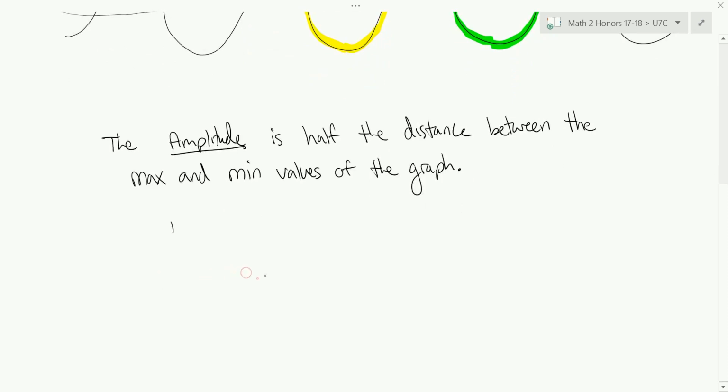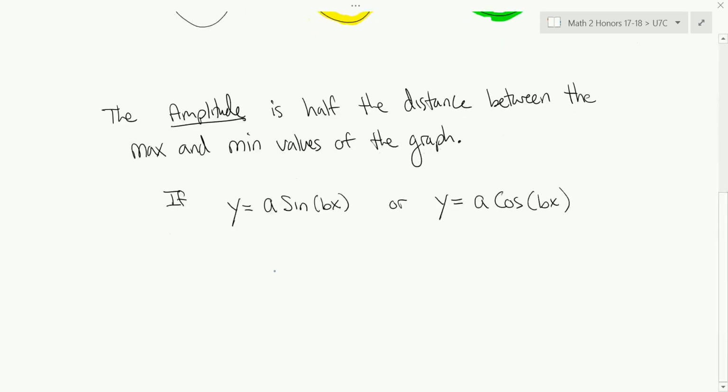So if we have a general equation y equals a times the sine of bx, or maybe we have a general form y equals a times the cosine of bx, that number in front of sine or the number in front of cosine gives us our amplitude. The amplitude would be the absolute value of a.